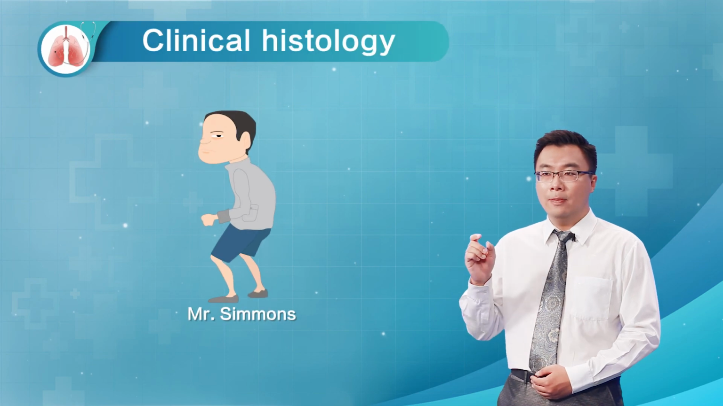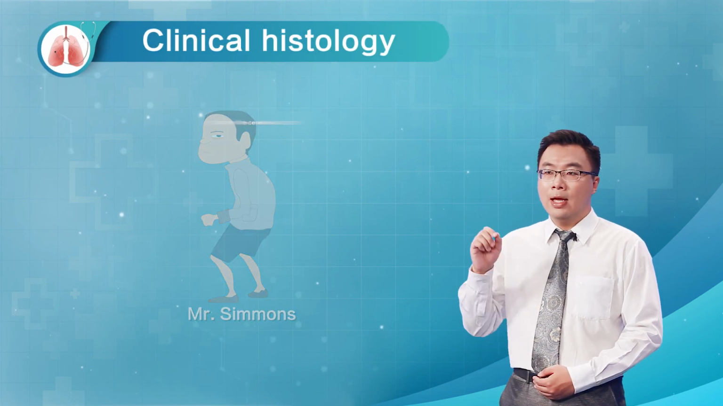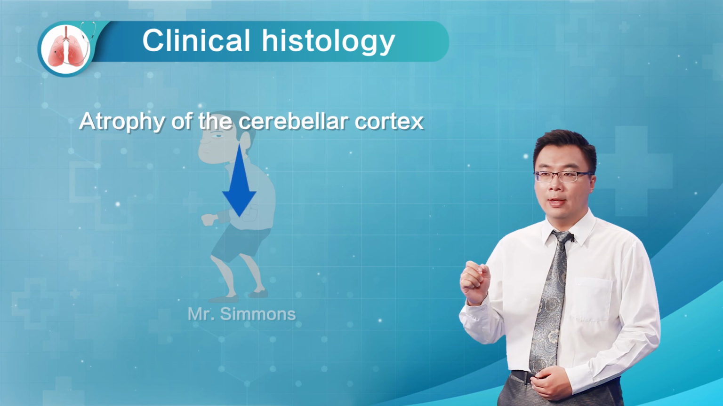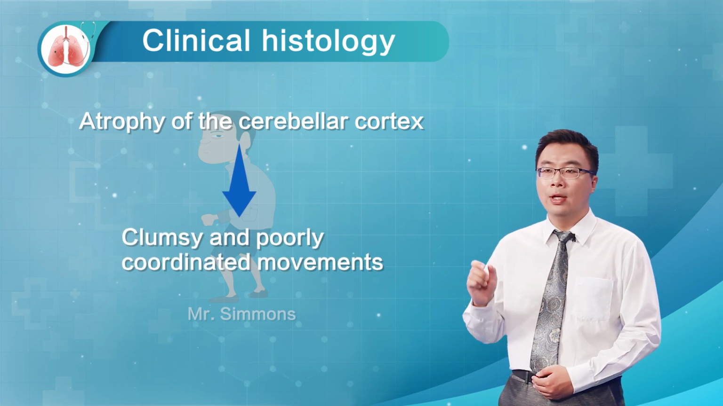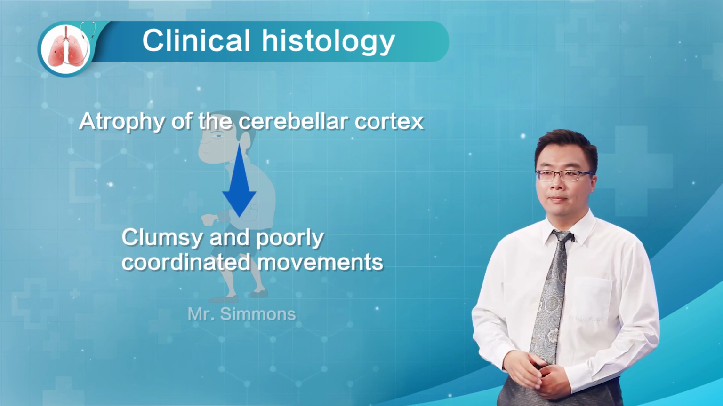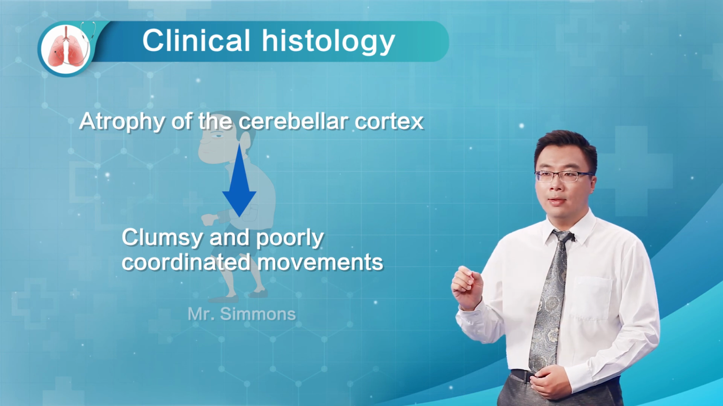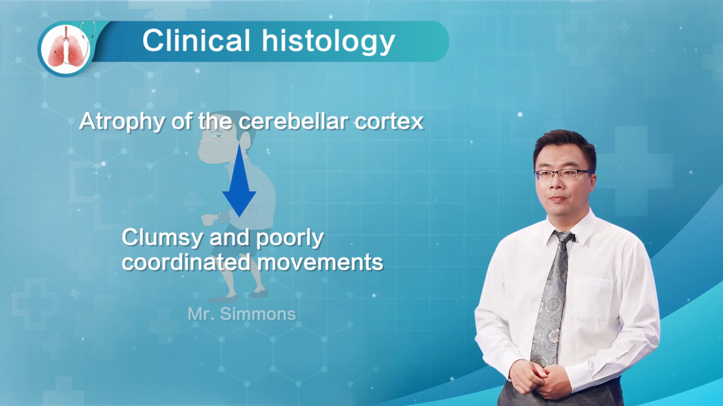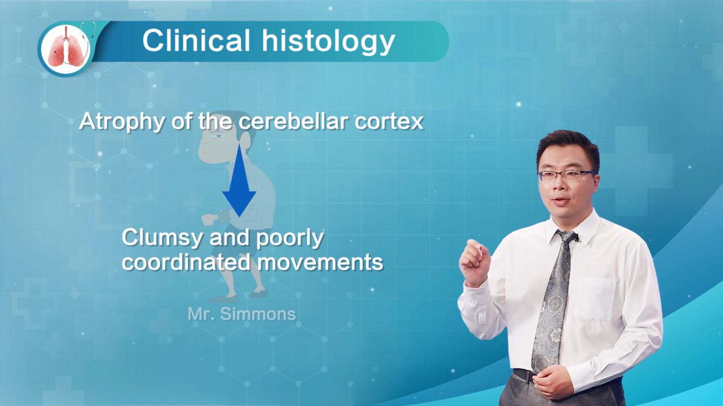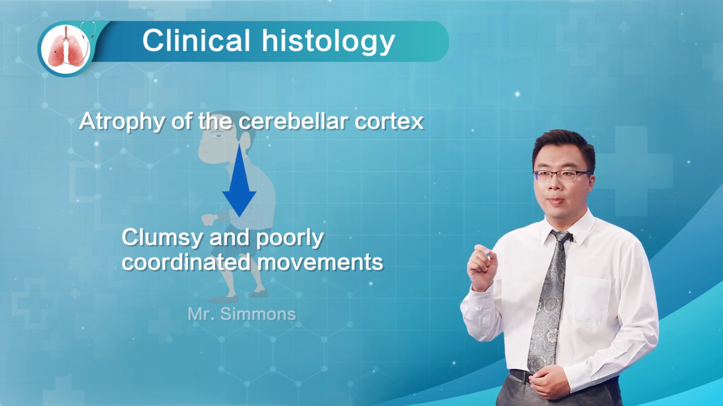In our case of Mr. Simons, the atrophy of his cerebellar cortex leads to clumsy, poorly coordinated movements. Although his muscle tone was normal, the ataxia caused him the loss of skillful movements.